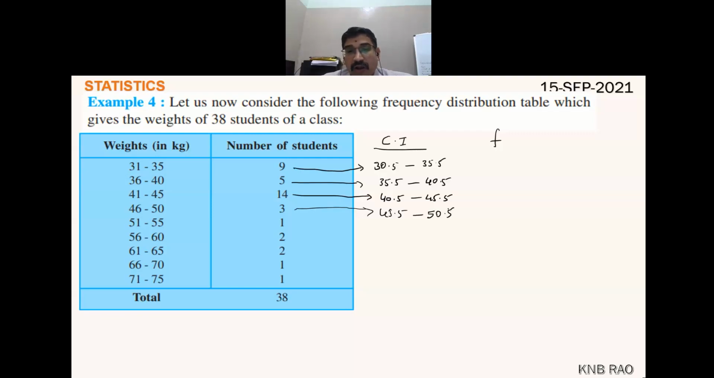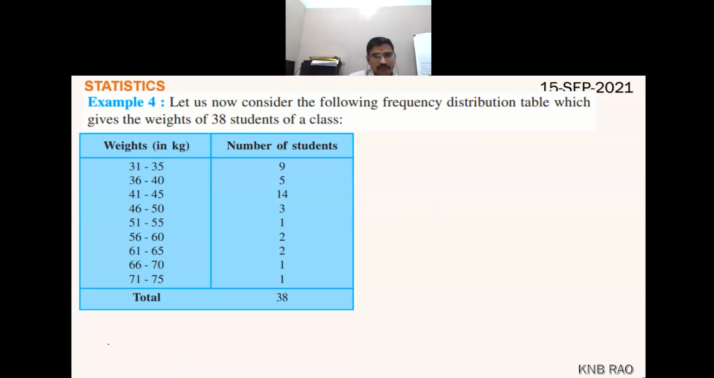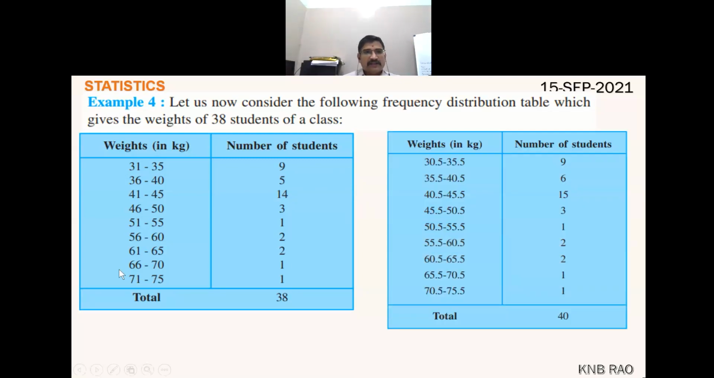And he is showing you this without giving the 38 students' weights. Now watch this. After conversion, you see the number of students 9 here, whereas 5 has become 6, where 14 has become, oh, here it is, they have taken 40 students now, not 38. It can be, that means it is 5 only, 14 only, it is 38 only. So here we record how it changes.